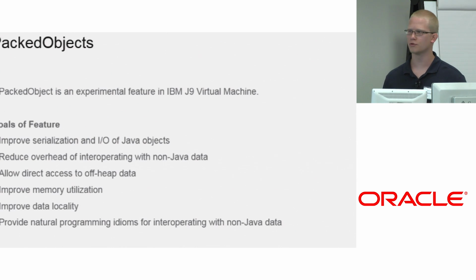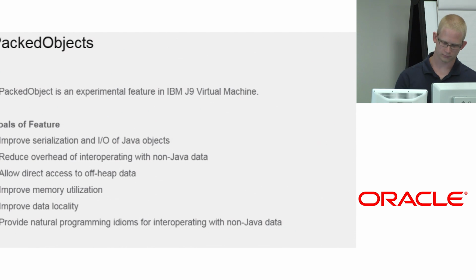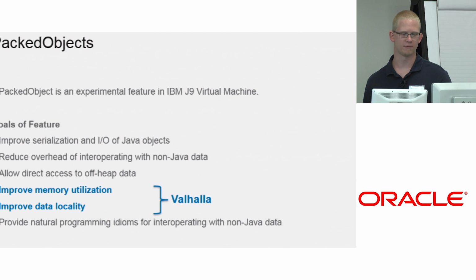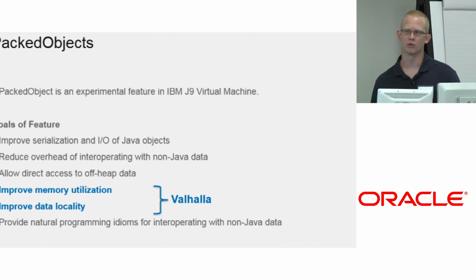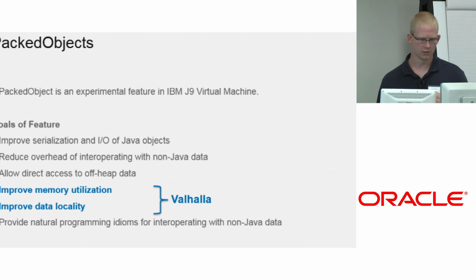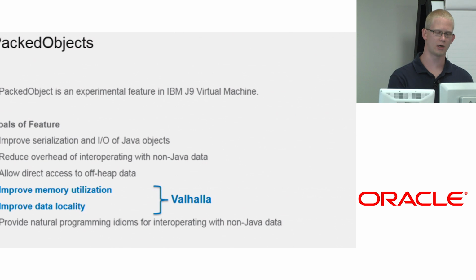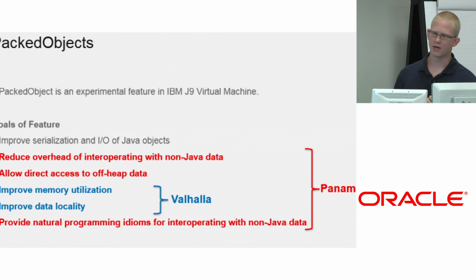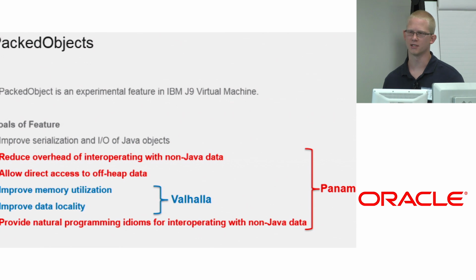So we had a bunch of goals with packed. I've shown these earlier. A number of these fit very nicely with Valhalla, right? These are about flattened data, which I'm hoping, or I think Brian and company are talking about later. Great. There's lots of overlap here between the on-heap packed and value types. All of the off-heap stuff fits very nicely into Panama.